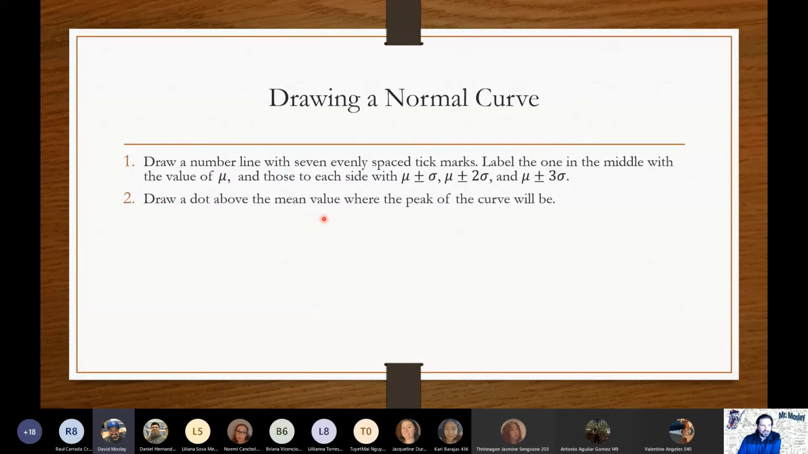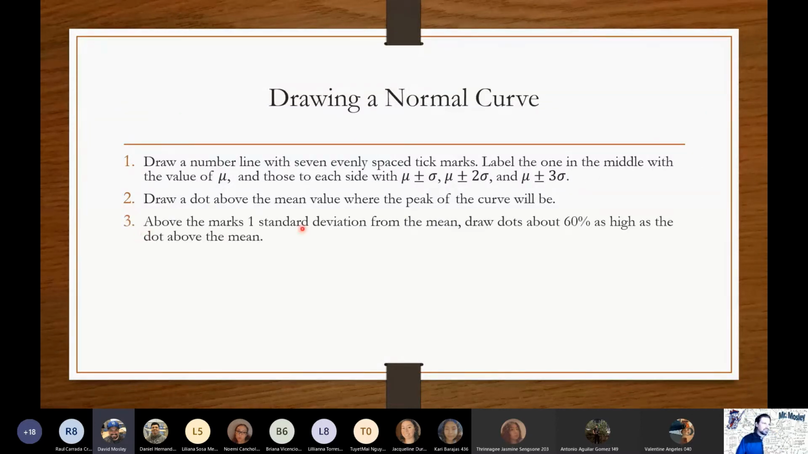Draw a dot above the mean value where the peak of the curve will be. The height of this dot just depends on the spread of your data. So for something that has a really high standard deviation, a large number for the standard deviation, it's more spread out. That means the peak is going to be shorter. Something with a small standard deviation is going to be more narrow. The peak is going to be higher.